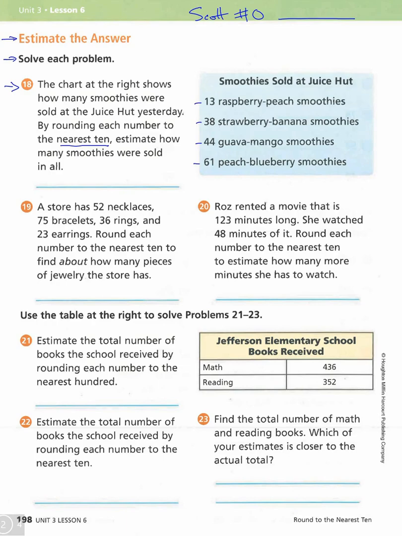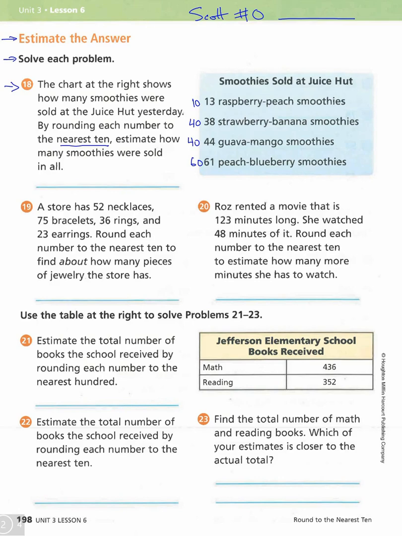So what I'm going to do is I'm going to erase the little lines, and then we can use the space there. So 13, what does that round to? It rounds to 10, right? 38, that rounds to 40. 44 rounds to 40. And 61 rounds to 60. So there we go. So now we've rounded, which means that those are close amounts, right? They're not the exact amounts, they're close amounts.